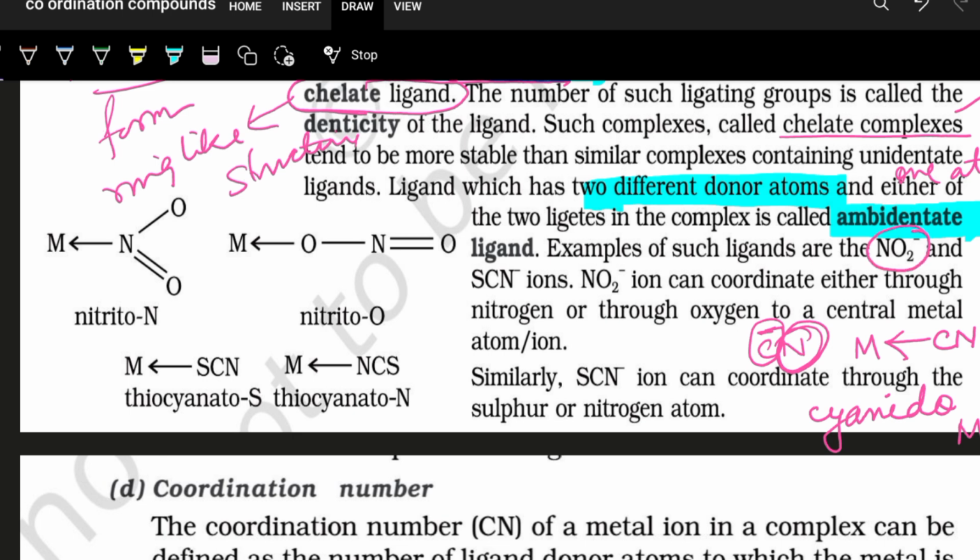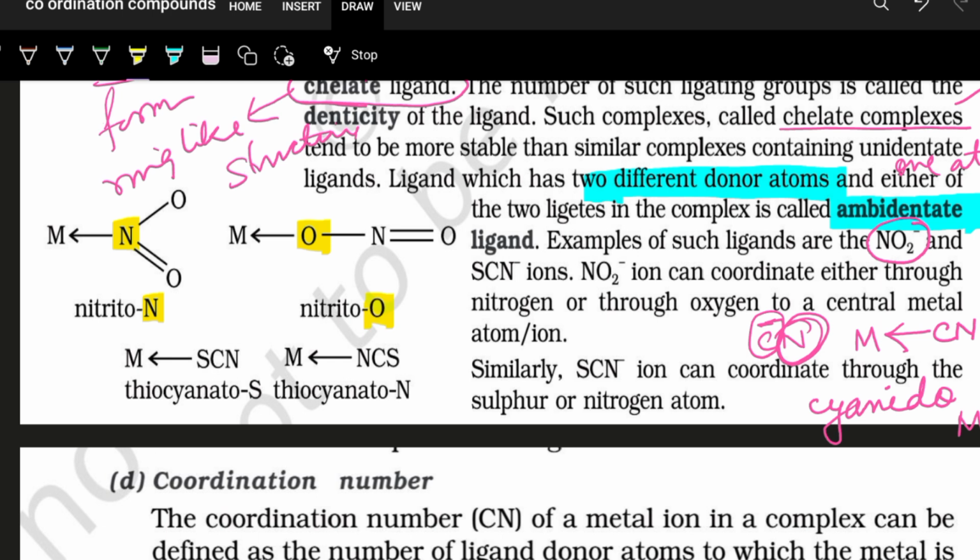And let us see over here in NO2 minus, here when nitrogen is acting as the donor atom, it is nitrito N. And when oxygen is acting as the donor atom, it is nitrito O. That means the negative charge can reside over nitrogen as well as over oxygen depending on the resonating forms. In which resonating form it is residing over nitrogen, it will form nitrito N. If it resides over oxygen, it will form nitrito O.